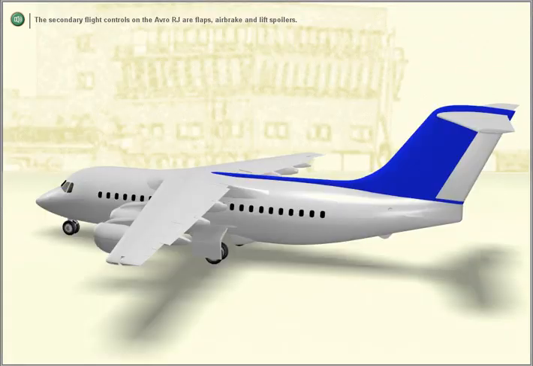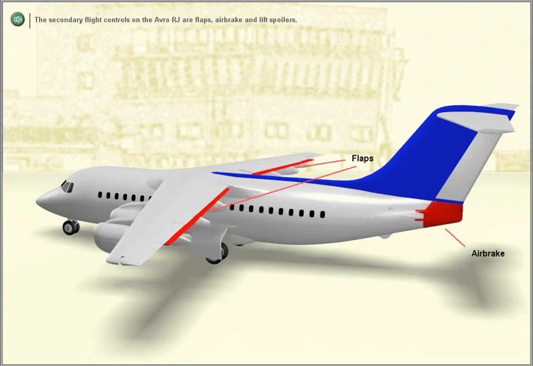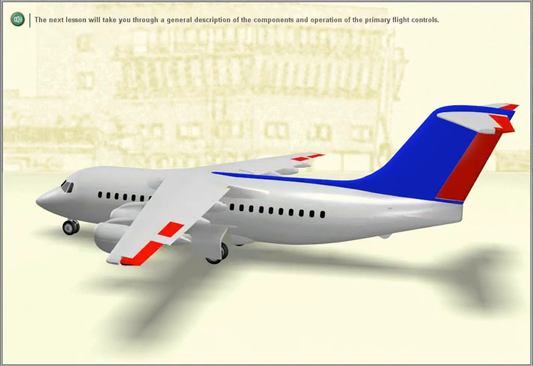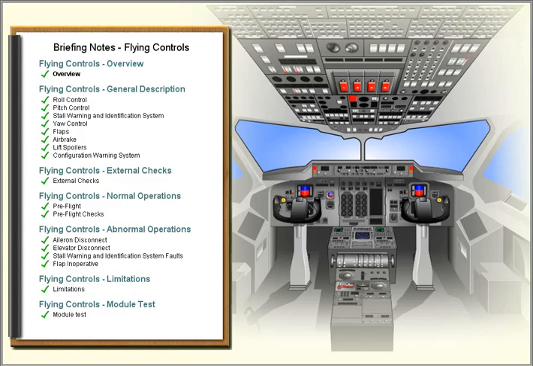The secondary flight controls on the Avro RJ are flaps, air brake, and lift spoilers. The flaps and lift spoilers are hydraulically operated by both systems. The air brake is operated by the green system only. The next lesson will take you through a general description of the components and operation of the primary flight controls.